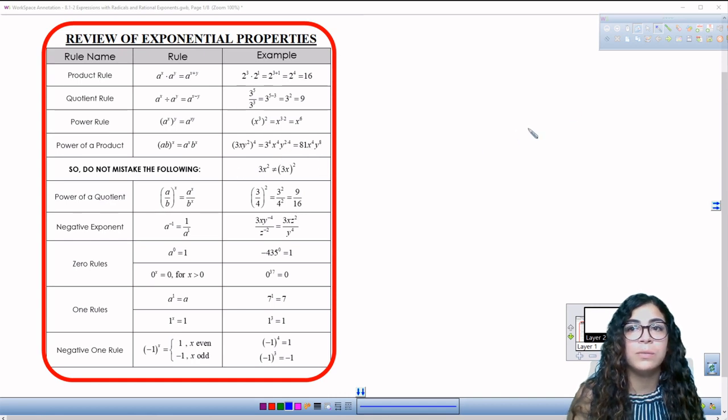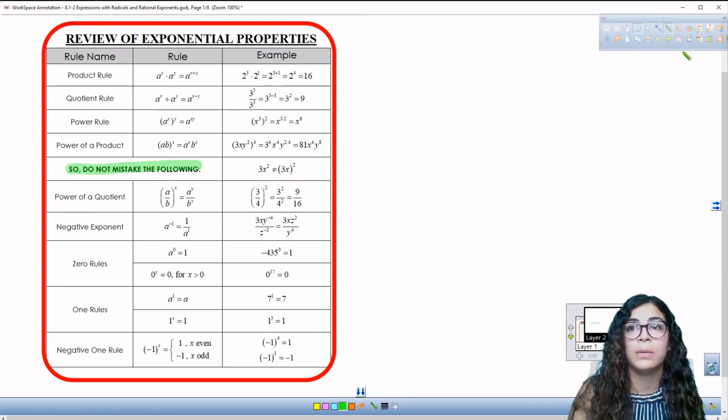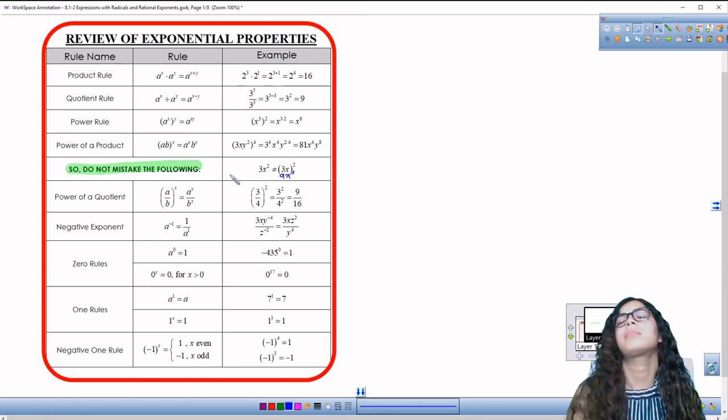Now, one thing that is very common to make, so I wanted to point this out. Do not make this mistake, okay? 3x squared is not the same thing as 3x all squared. So the 3x squared, the squared's only going to the x, okay? Whereas 3x all squared, the squared is going to both the 3 and the x. So this would be 9x squared, okay?